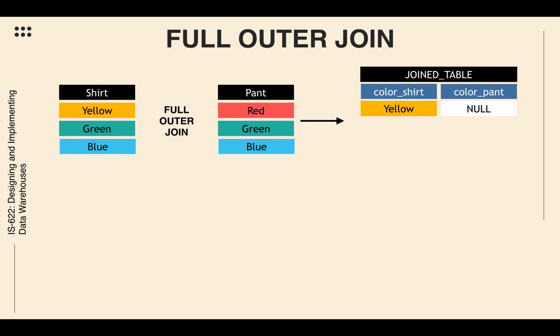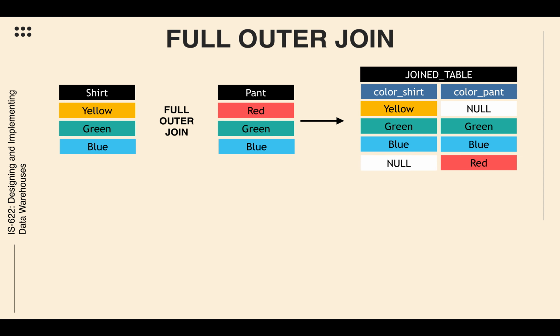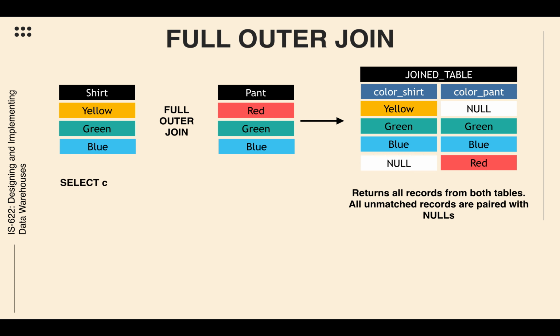So for example, yellow will be there, and then green, and then blue, and then you will go to the right hand side and say, okay, red, so I will put the red, and then green is already there, blue is already there, so I will just finish my join. So it will return all the records from both the sides. If they are not matched, then you get a null value.